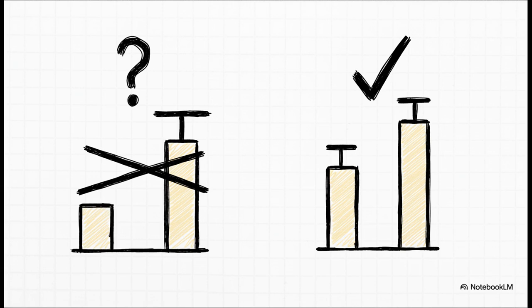Okay, so how do you actually read these things? It's pretty straightforward, and it's a super useful shortcut. If the error bars from two different bars on a chart overlap, that's a hint that the difference between those two results might not be real. It could just be random chance. But if there's a nice, clean gap between them and they don't overlap, that's a really strong sign that the difference you're seeing is probably legit.